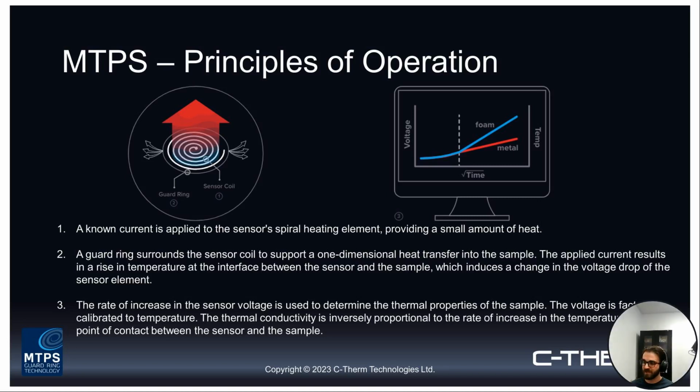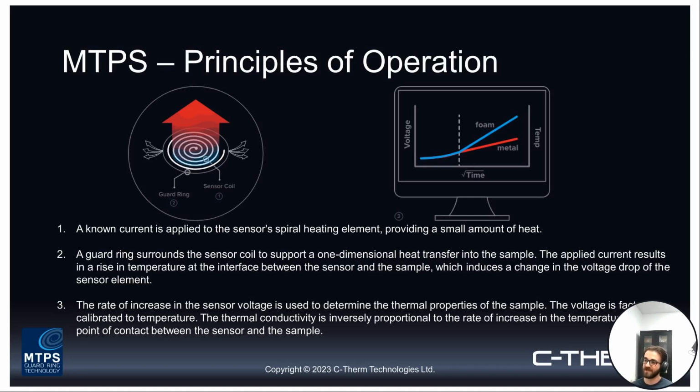One of the last things I'll mention about the MTPS here, an important note with respect to the sensor design, is related to the guard ring. You can see that pictured in the leftmost image. The guard ring effectively surrounds the active area of the sensor, so around that heating coil. What it helps to do is support a one-dimensional heat transfer into your sample. It does so by preventing any lateral heat loss from occurring during the measurement.